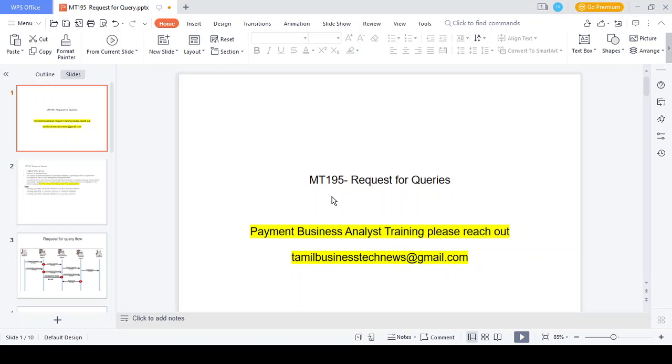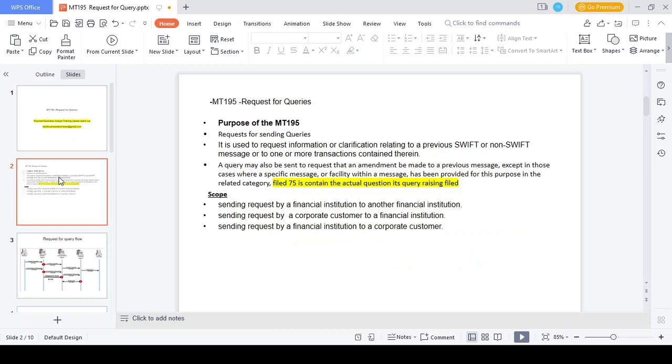In this video, let's talk about MT195 request for query. What content should be available in my PPT? Purpose of the message, scope of the message, simple example flow, query code, narrative fields, MT195 mapping, MT to MX conversion. These are the details that should be available in my PPT. Let's discuss MT195 request for query.